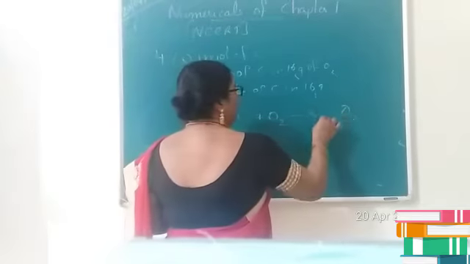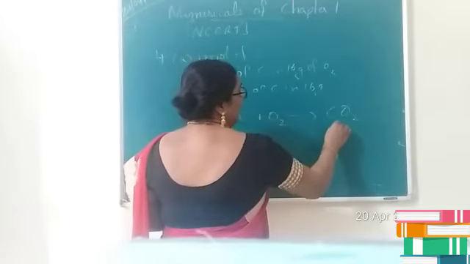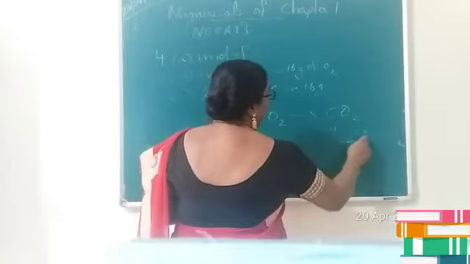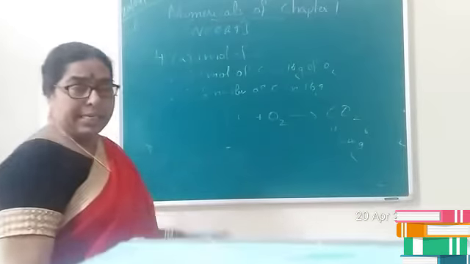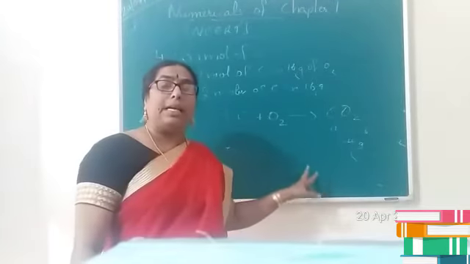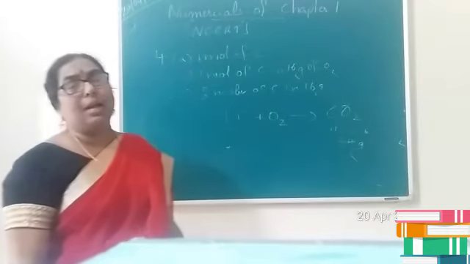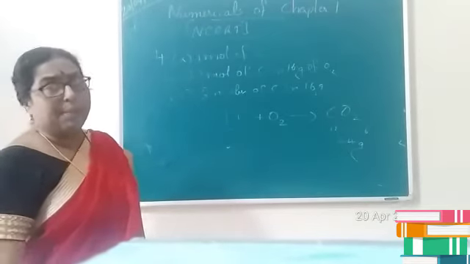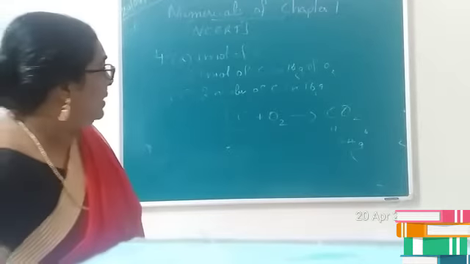Now 1 mole of carbon dioxide means how many grams are there? That is 12 plus 2 into 16, so we are getting 44 grams of carbon dioxide. Is it clear, children? According to the balanced chemical equation, we can say that 1 mole of carbon on burning produces 44 grams of carbon dioxide. Now let us consider the second part.